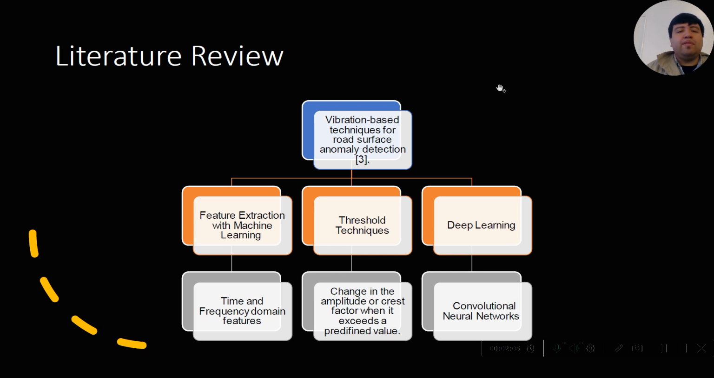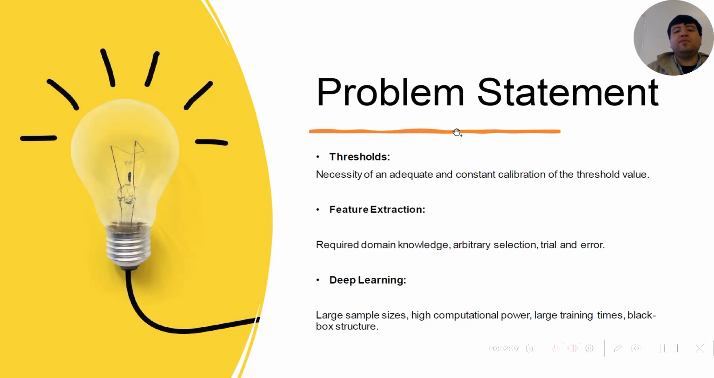But what is the problem of all of these solutions? Well, if we use threshold values, we need an adequate and constant calibration of this threshold value. If we use feature extraction, we require domain knowledge about the data set. And in most of the cases, the selection of the features, either computed in the time or frequency domain, is arbitrary, or the authors use trial and error to compute the features and then use those features to train the classifier.